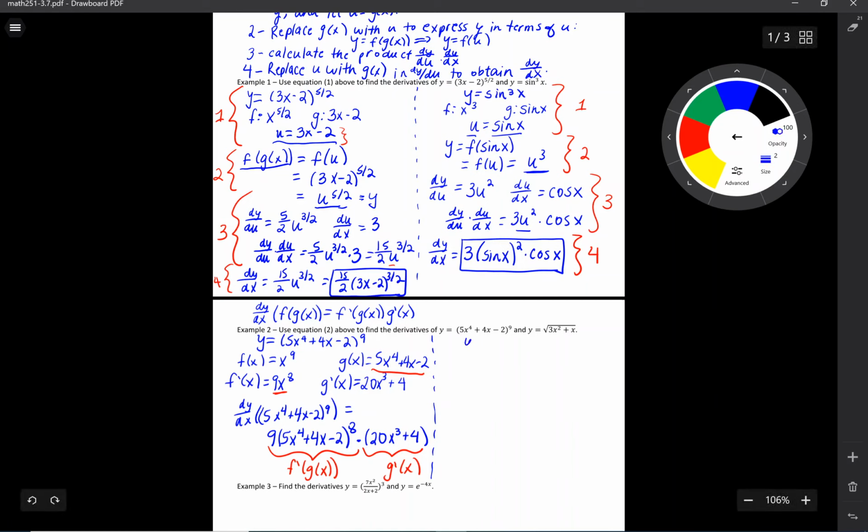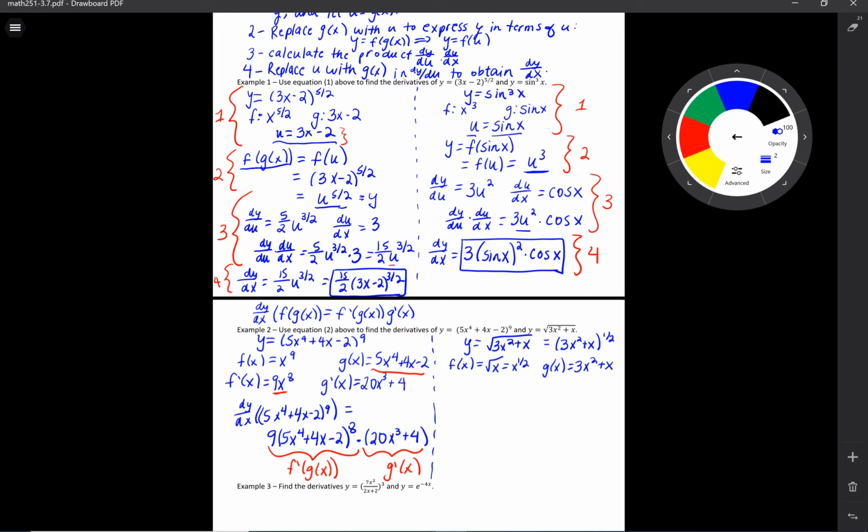So we have y equals the square root of 3x squared plus x. Another way to think about this is (3x squared plus x) to the power of 1/2. So I need to identify f and g. So f of x, here my outer function is the square root of x, or x to the power of 1/2. My inner function, g of x, is equal to 3x squared plus x. Again, usually my outer function is a power, and the inner function is the stuff inside of that power.